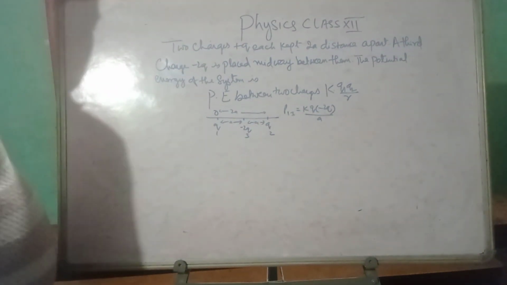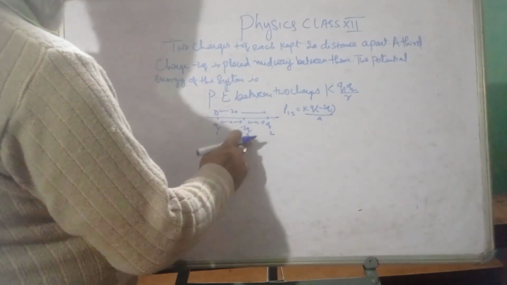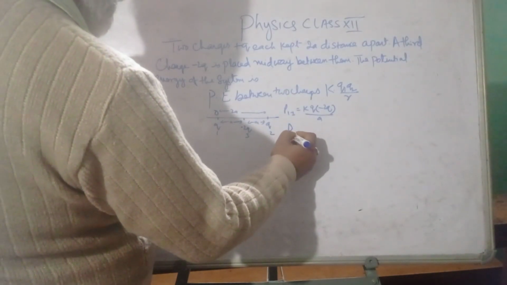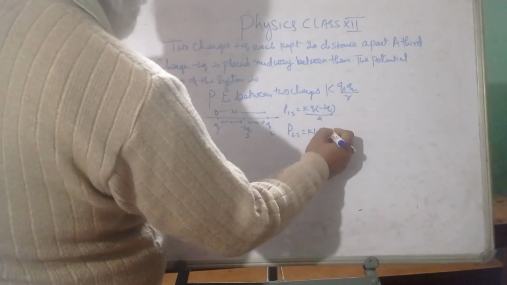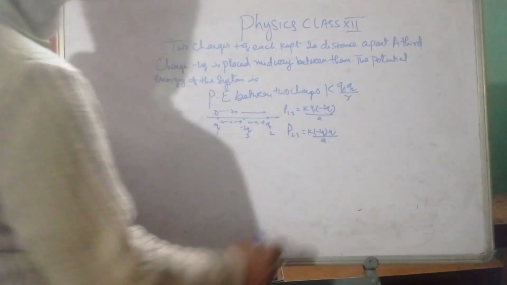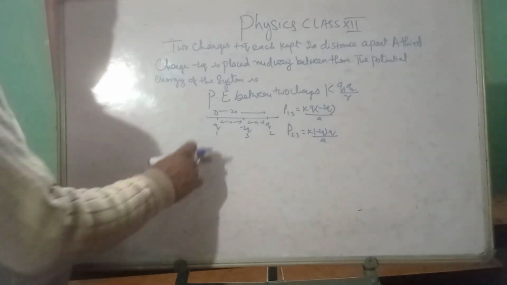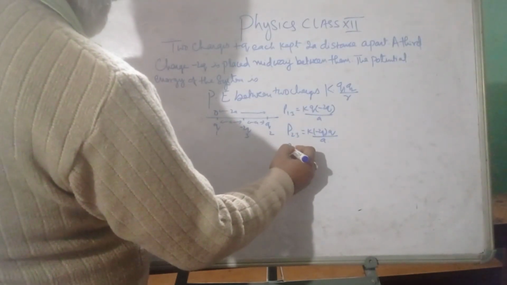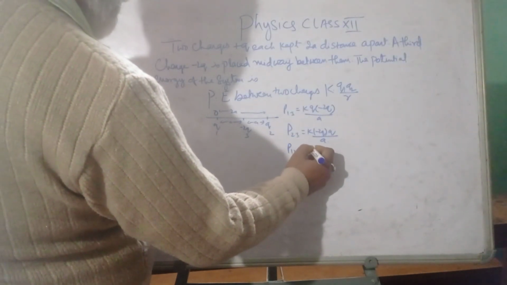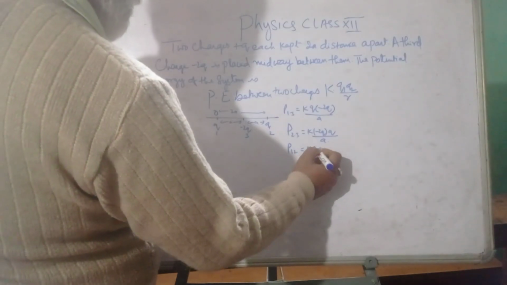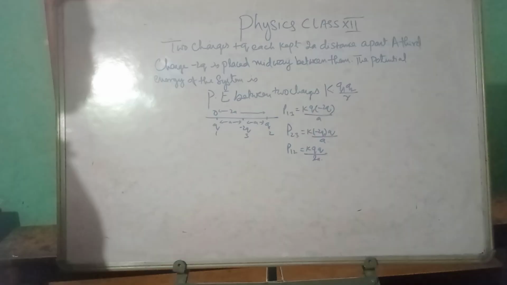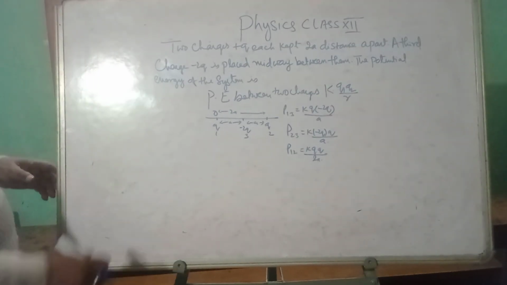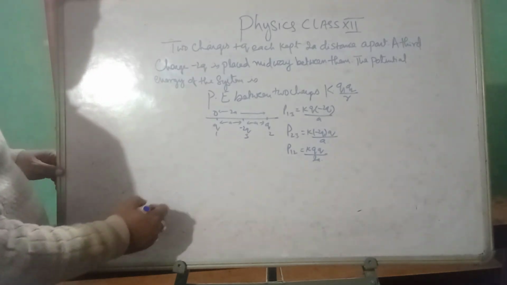Again, the potential energy between 2 and 3, U23, will also be k into minus 2q into q by a. And third is the potential energy between 1 and 2, U12, that is equal to k q square by 2a. Now the total potential energy of the system, you just add it up.